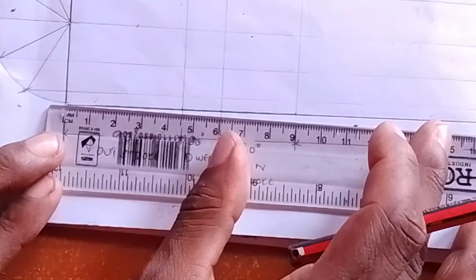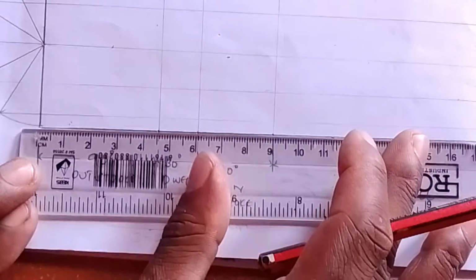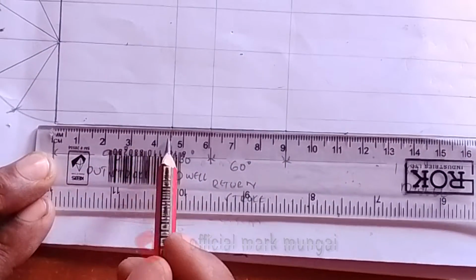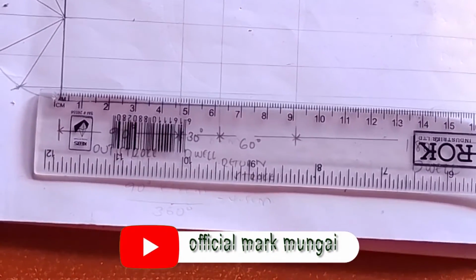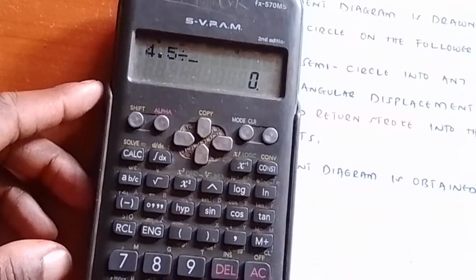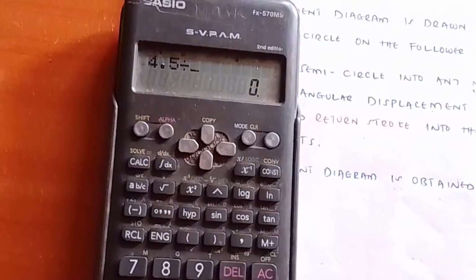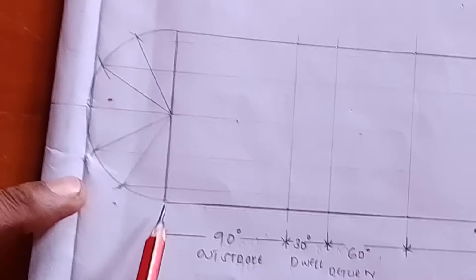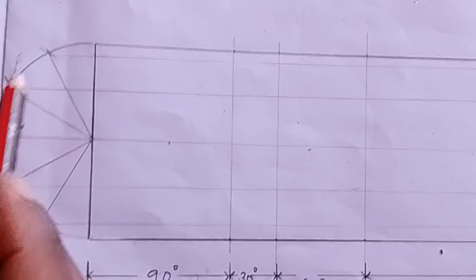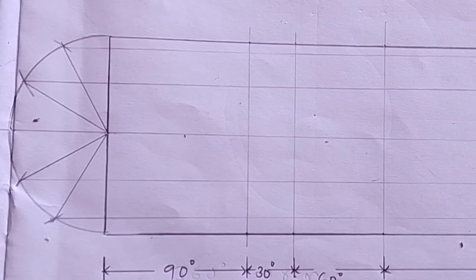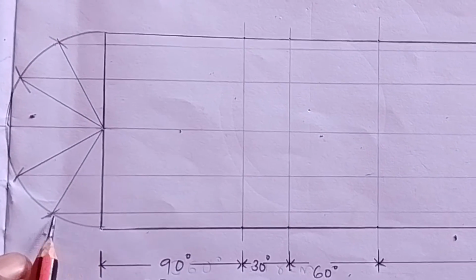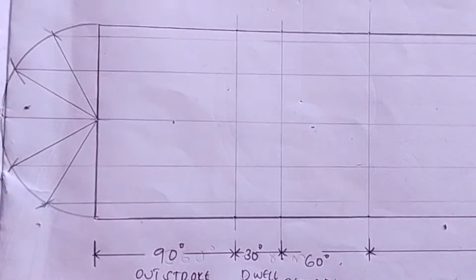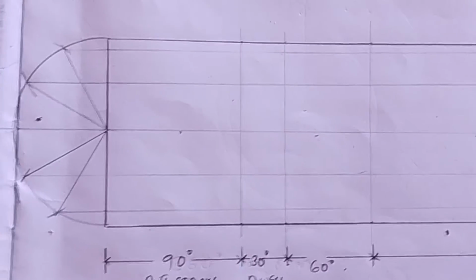You come and measure with your ruler our outstroke. Our outstroke was how many centimeters? 4.5. So using your ruler again, using 4.5, divide it into equal numbers. You usually divide it into the number you have used to divide this semicircle. Here we used 6 points: 0, 1, 2, 3, 4, 5, 6. So here you'll also divide this.